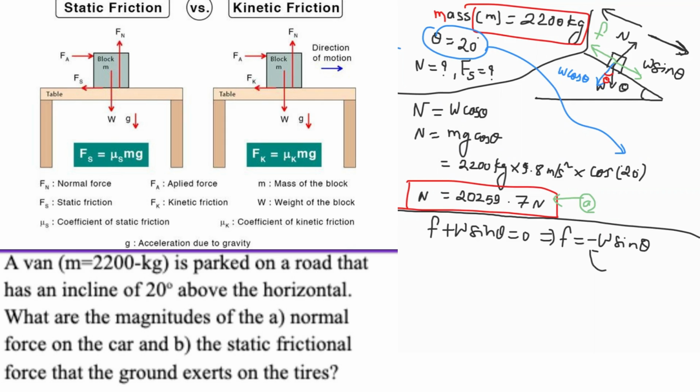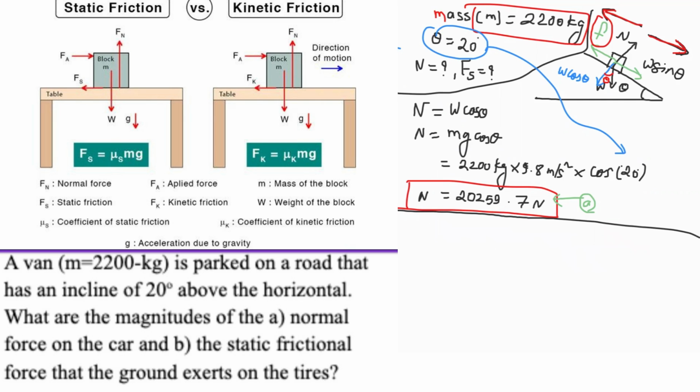This minus doesn't represent the value, it represents direction. The direction of the friction is opposite to the direction of W sine theta. From here also, the frictional force is acting towards the left and W sine theta is acting towards the right. It's totally acting in opposite directions. But no need to go over this one; I didn't want to confuse you.